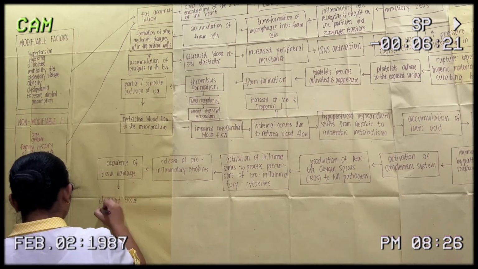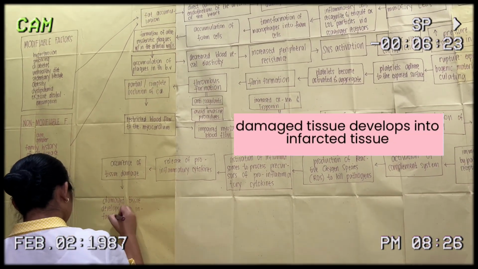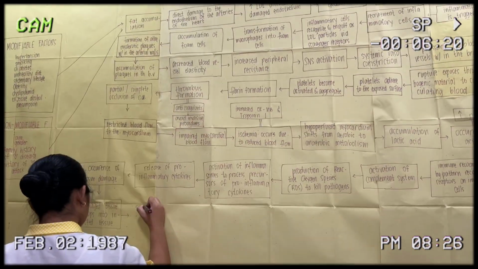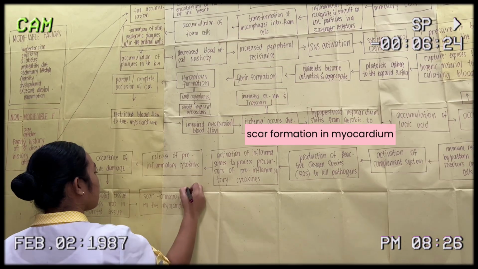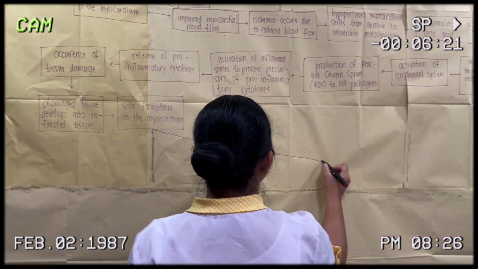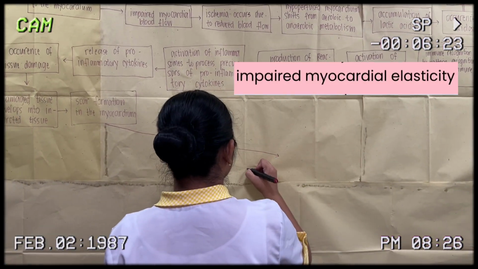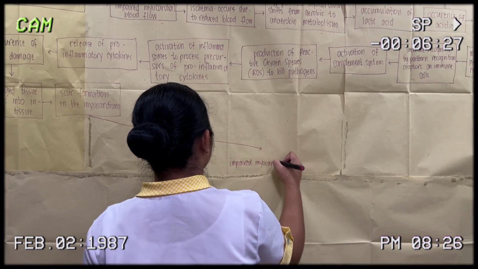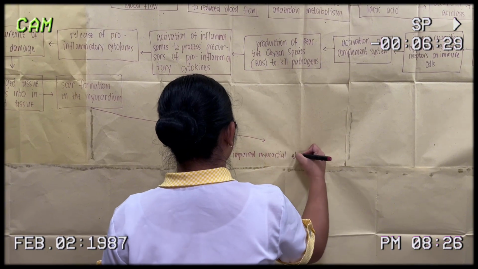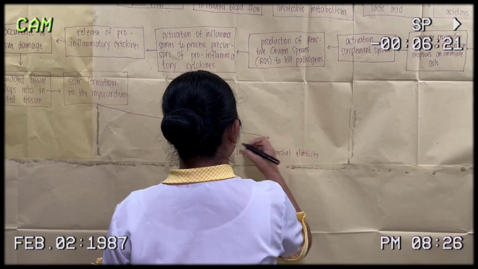As the damage continues, the injured myocardium develops infarcted tissue, which is eventually replaced by scar tissue through the process of fibrosis. Scar formation in the myocardium has significant downstream effects that impair the heart's structure and function. The process begins with impaired myocardial elasticity, as the fibrotic scar tissue reduces the heart's ability to relax during diastole and contract during systole.